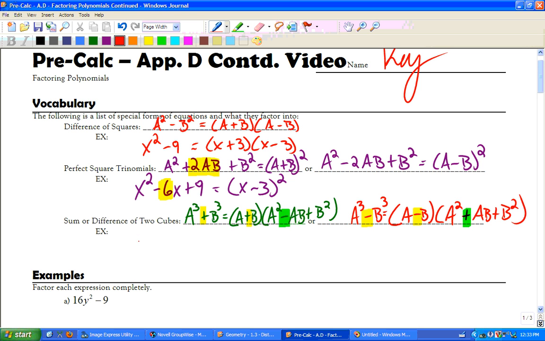Quick example, x cubed minus 27. Obviously, you're cubing x to get x cubed, you're cubing 3 to get to 27. We'll factor into x minus 3 times x squared plus 3x plus 9. We're going to see in the next couple of videos how this applies to more difficult problems.